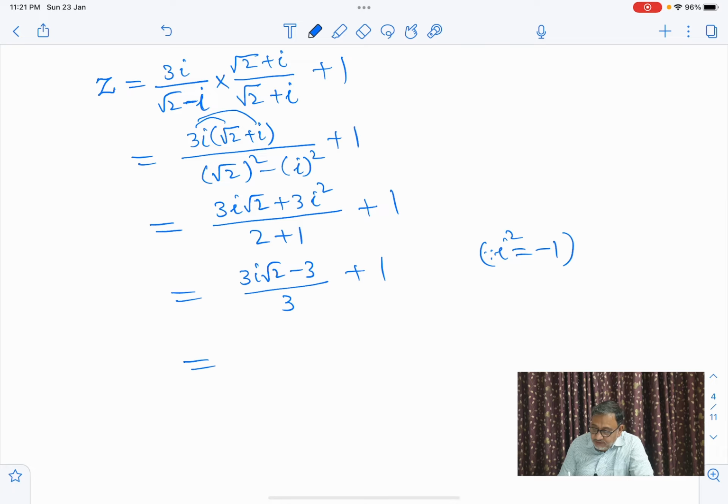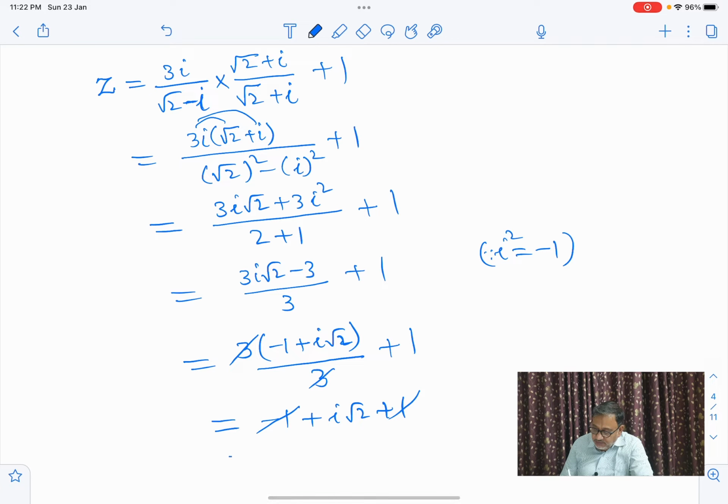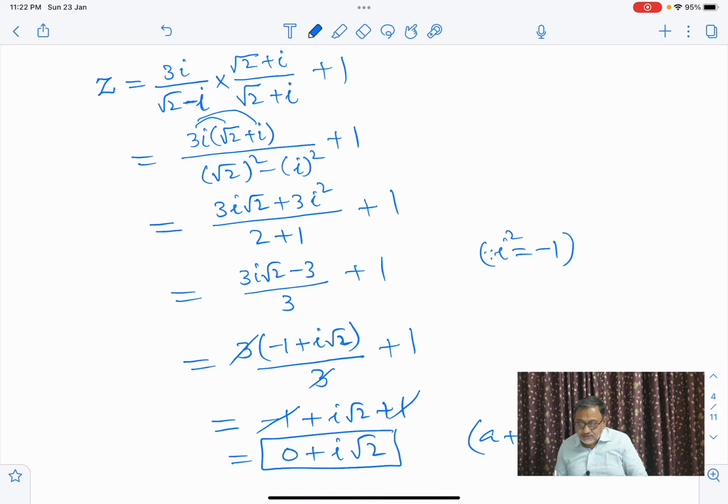Now what I will do, I will take 3 common from the numerator. So I am going to get negative 1, the real part I will write first, plus i into root 2, the imaginary part I will write next, over 3, plus 1. Now this 3 and 3 will cancel. So my answer is minus 1 plus i root 2, plus 1. Plus 1 and minus 1 will become 0. So my final answer will be 0 plus i root 2. Okay. This is in the form of a plus bi. Okay. I hope you understood this.